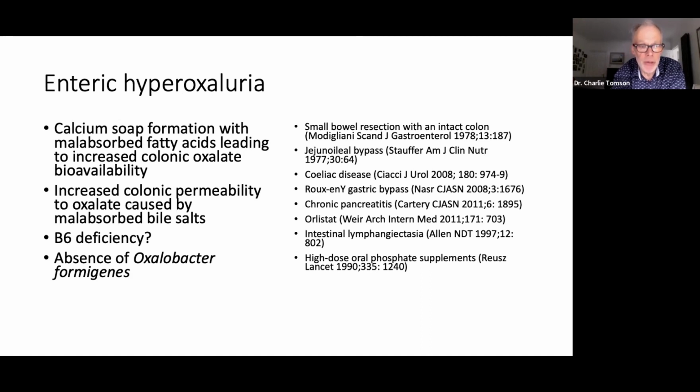And there may well be other contributing factors, including B6 deficiency in some patients with enteric disease, and the absence of an important organism called Oxalobacter formigenes, which metabolizes oxalate in the colon and therefore reduces its bioavailability. There are a large number of different types of gut disease that can cause this type of enteric hyperoxaluria. And in my clinical practice, it was one of my favorite diseases. I got very interested in it, but never published anything very useful on the topic.